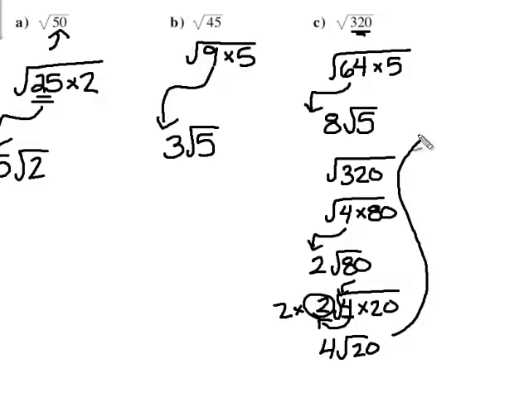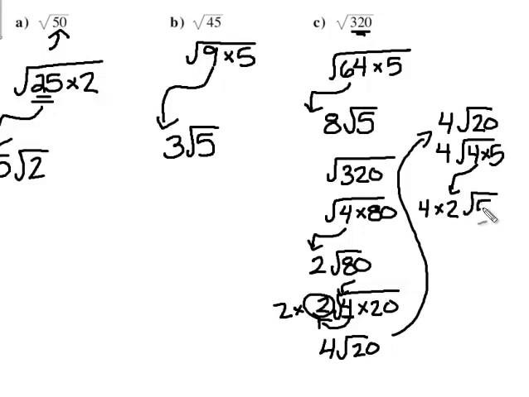Just continue this up here. But again, 20 can be written as 4 times 5. So when I pull the square root of 4 out, I get 4 times 2 on the outside and 5 on the inside. In the end, that's 8 root 5, which is the same answer I got in the first case.